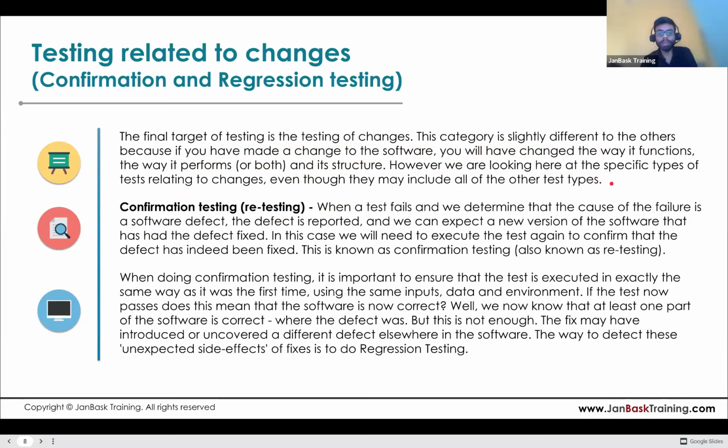Okay, something you need to remember is that confirmation testing or retesting is related to bug fixes, defect fixation only. What happens during regression testing will come later. So let's see. When a test fails and we determine that the cause of the failure is a software defect, the defect is reported, and we can expect a new version of the software that has had the defect fixed. In this case, we will need to execute the test again to confirm that the defect has indeed been fixed. This is known as confirmation testing, also known as retesting.